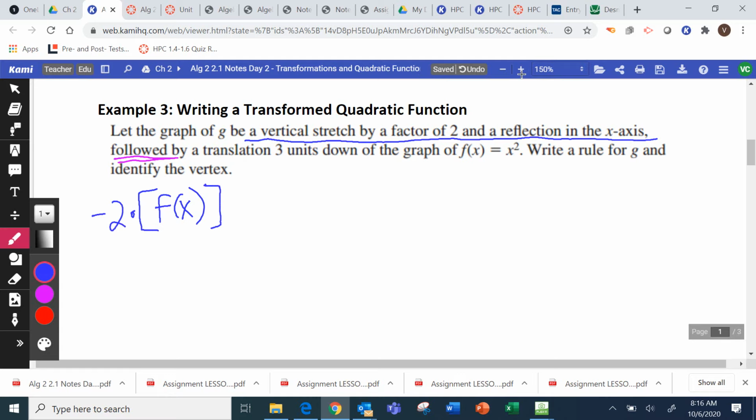So what is f of x? What equation tells me f of x is? It says it's somewhere in the sentence. What is f of x?